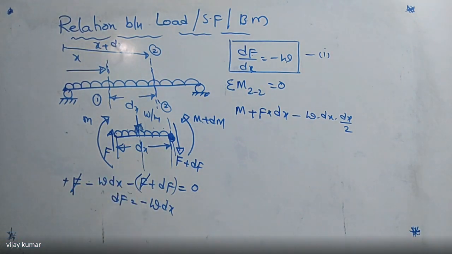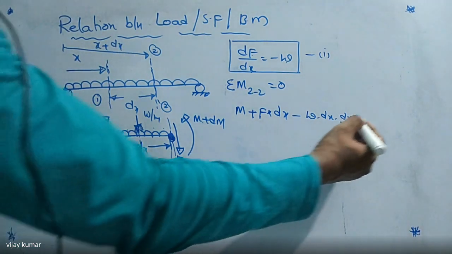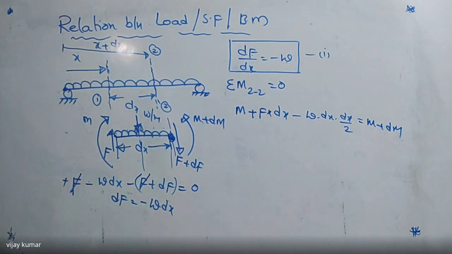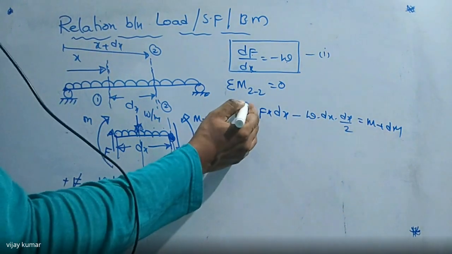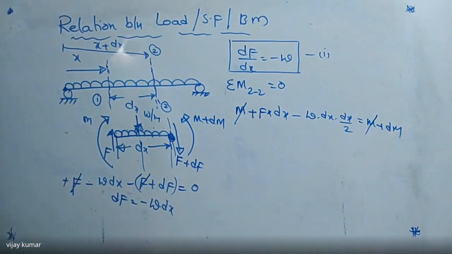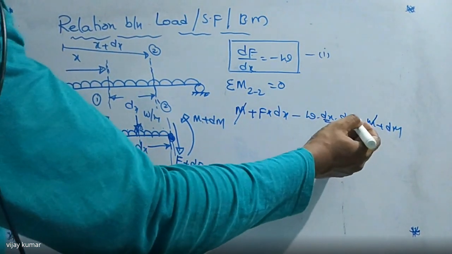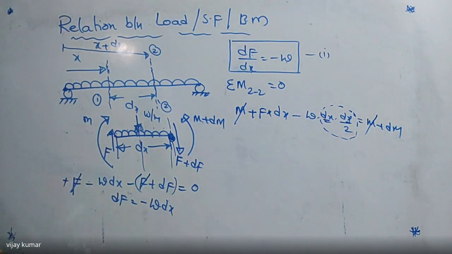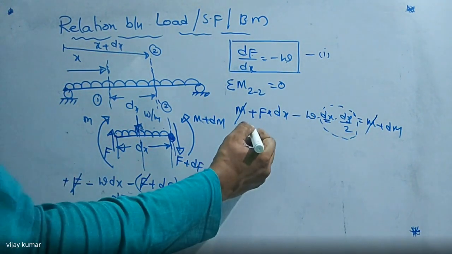Do you get my point or not? So E is equal to M plus dM. Here M gets cancelled, and here dx into dx whole square. This is the square of the terms. It is going to have a small value, so we are going to neglect it. Then we are writing here.